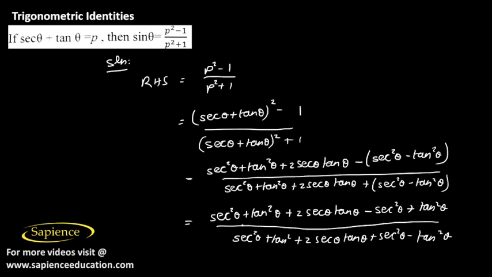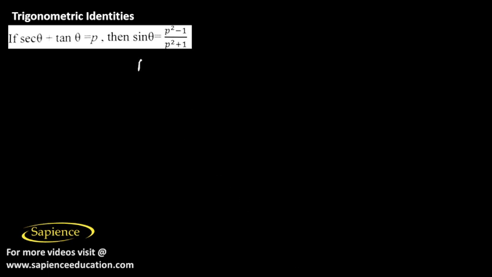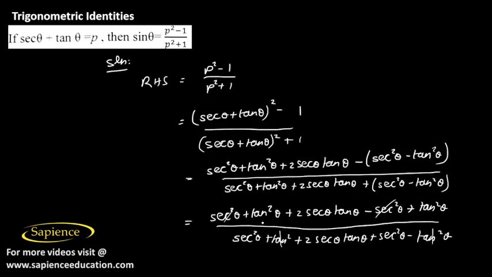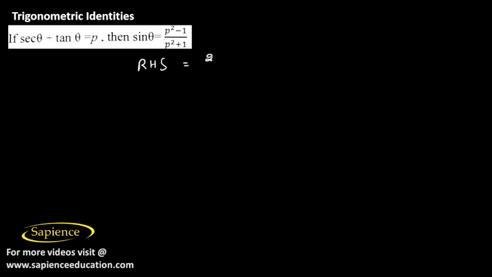Now we can see there is a plus secant square theta and minus secant square theta in the numerator, which will become 0, and tan square theta plus tan square theta will become 2 tan square theta, and in the denominator plus tan square theta and minus tan square theta will become 0, and secant square theta plus secant square theta will become 2 secant square theta. So the right hand side has become 2 tan square theta plus 2 secant theta tan theta, and the denominator is 2 secant square theta plus 2 secant theta tan theta.